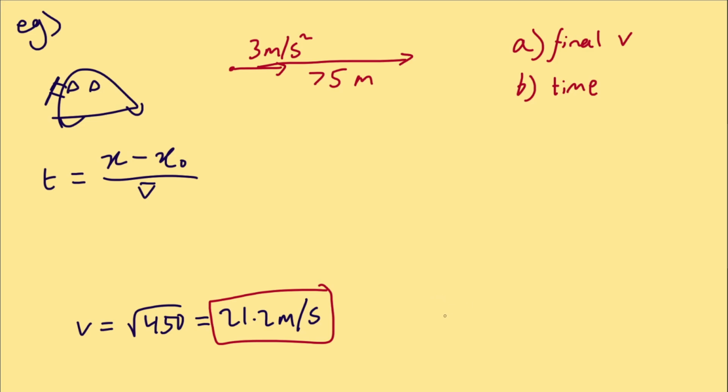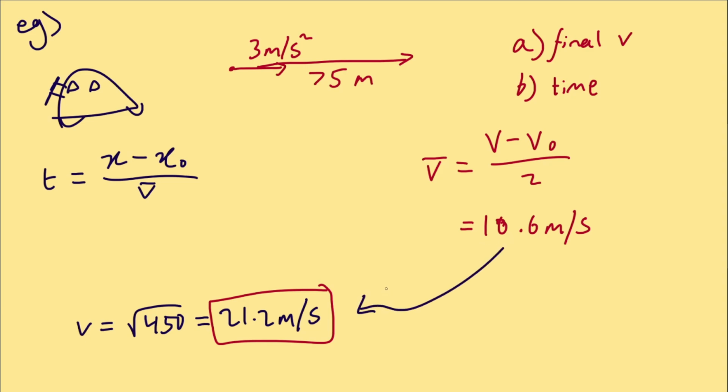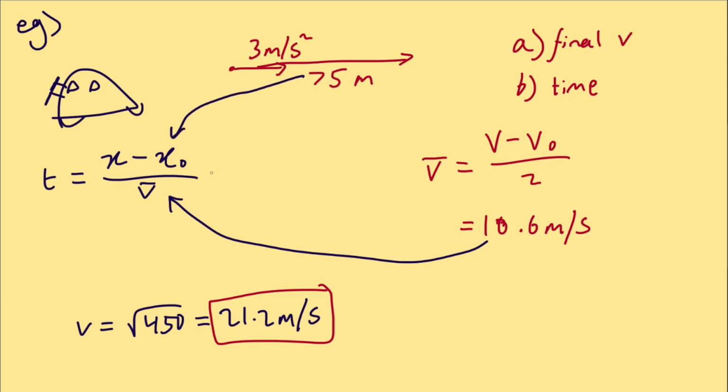So let's find the average velocity. Remember, when acceleration is constant, the average velocity is halfway between the starting velocity and the finishing velocity. So v plus v0 over 2, which is 10.6 meters per second. If you notice, it's half of the final velocity. So 10.6 meters per second, we're going to plug this in here. We're also going to plug in the displacement. And the answer is 7.08 seconds.